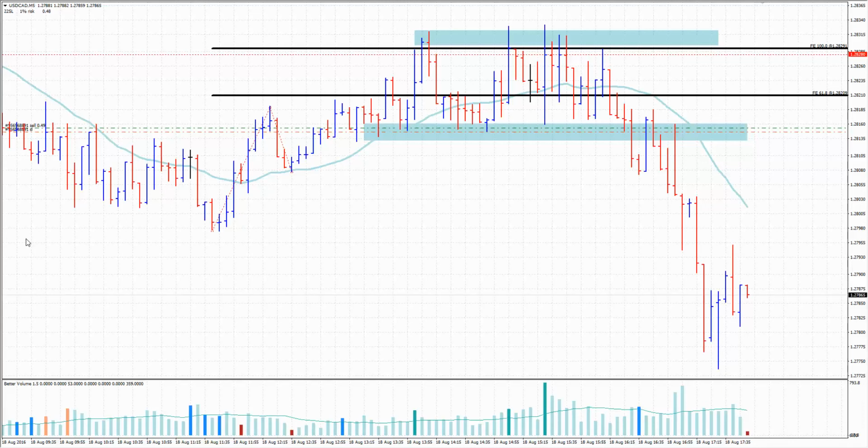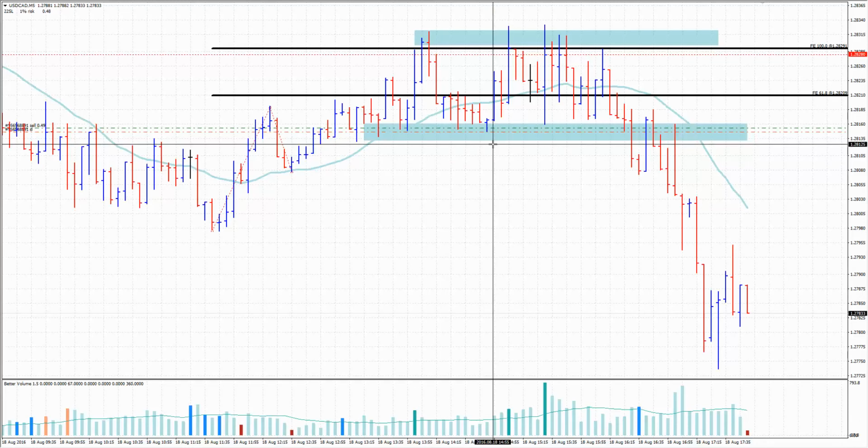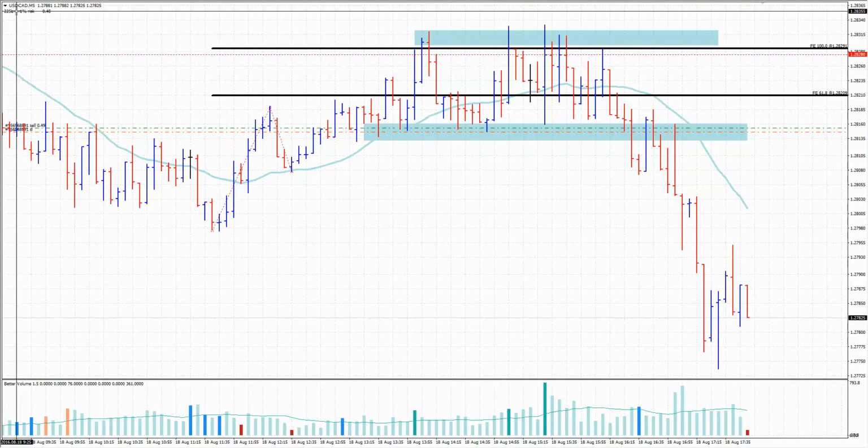I observed the price action today, and I found interesting setups on the USD Canadian dollar and the USD Japanese yen. I observed the major currency pairs, and I didn't find anything better than this: the USD Canadian selling and the USD Japanese yen selling position. So I will speak more about this. I will start with the USD Canadian dollar.